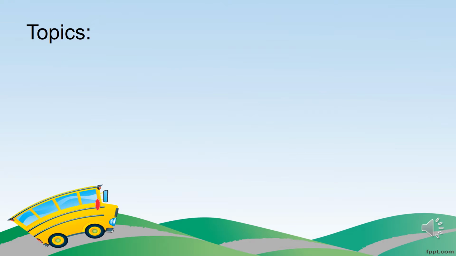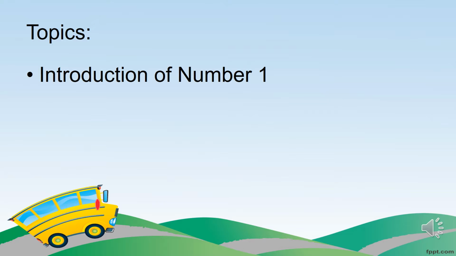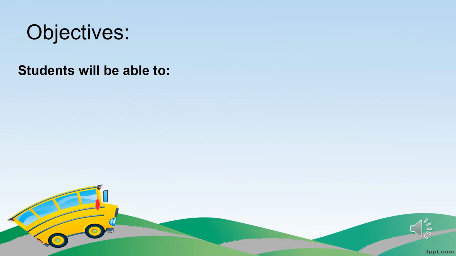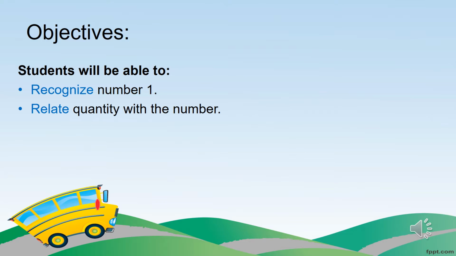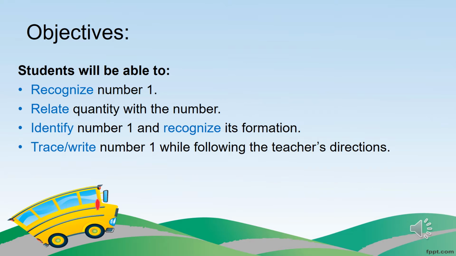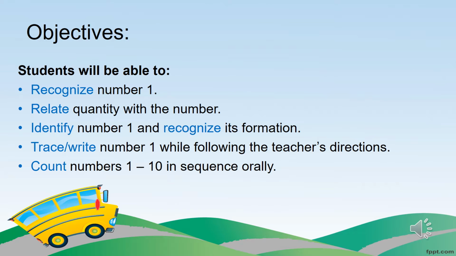Topics for today's lesson are Introduction of number 1, Oral counting of numbers 1 till 10. Objectives of the lesson are students will be able to recognize number 1, relate quantity with the number, identify number 1 and recognize its formation, trace and write number 1 while following the teacher's directions. Count numbers 1 till 10 in sequence orally.